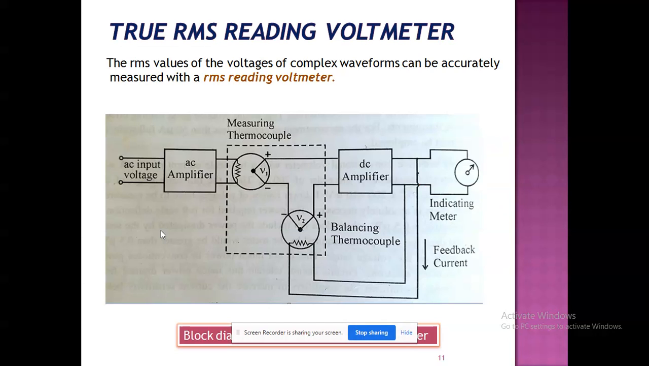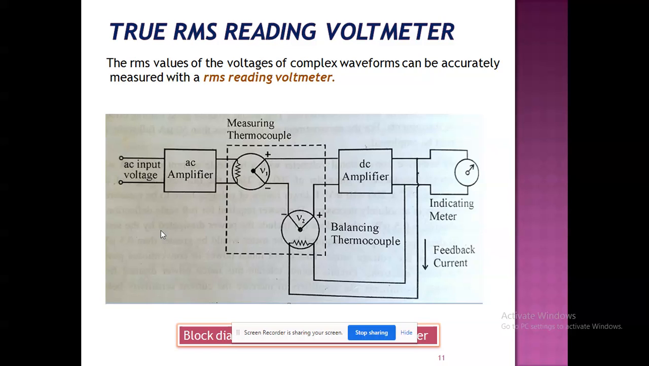Next, let us move on to the true RMS reading voltmeter. Now, what is this true RMS reading voltmeter and what can we measure? We know that a voltmeter is nothing but a device which is used to measure the potential difference between two points. What is this true RMS reading voltmeter?